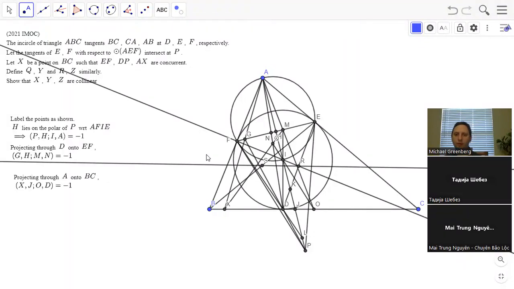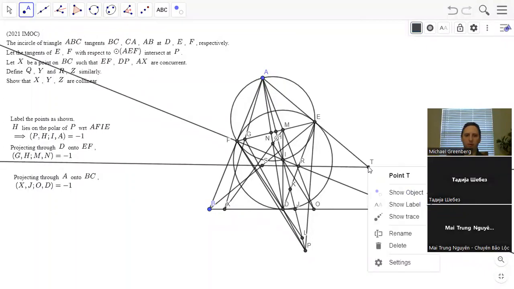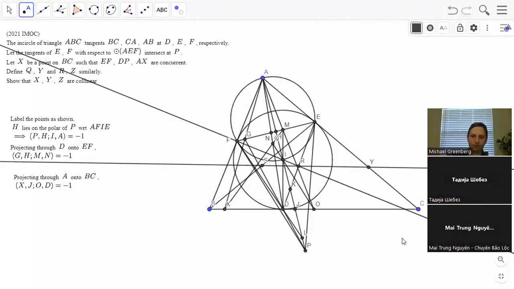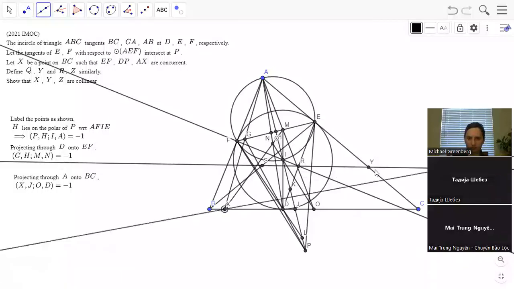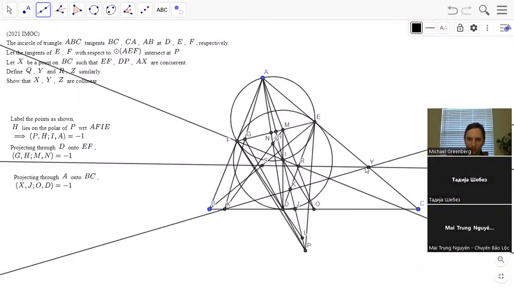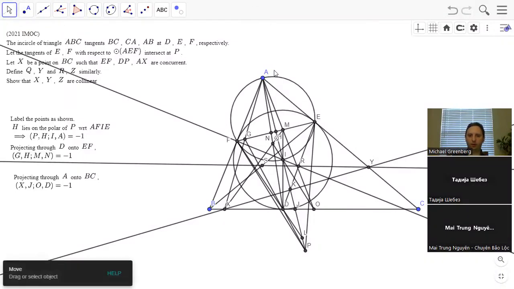Or wait, is this problem asymmetric? No, we want to see where RS meets AC. Sorry, I don't know why I was thinking AB. So at point, this might be Y, for example. So this is the line. And yeah, I don't know if there's anything special about it.